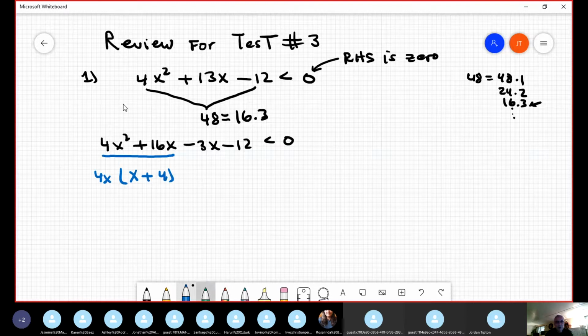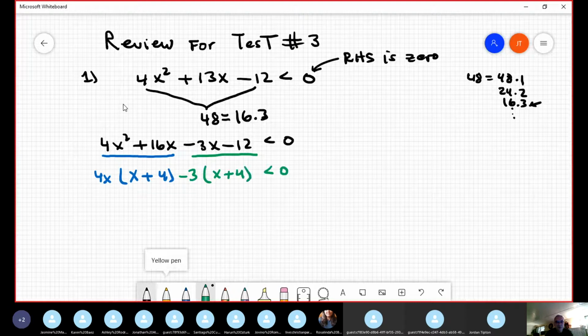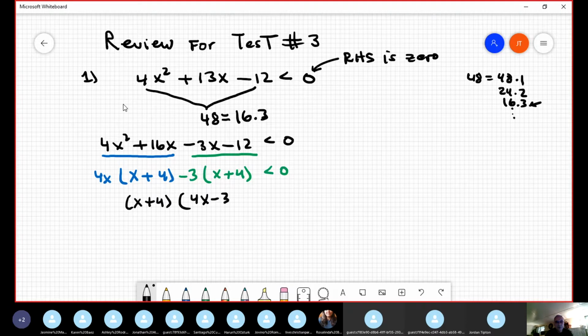GCF in the second couple is minus 3. Minus 3 out. X plus 4. And I can see that x plus 4 is a common factor again. X plus 4. Open the last parenthesis, 4x minus 3, less than 0. And this is my inequality.